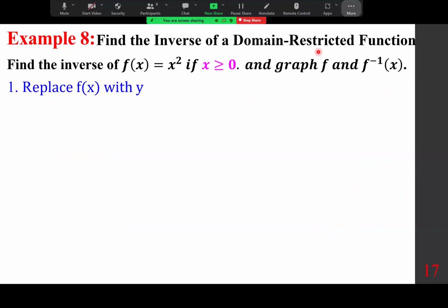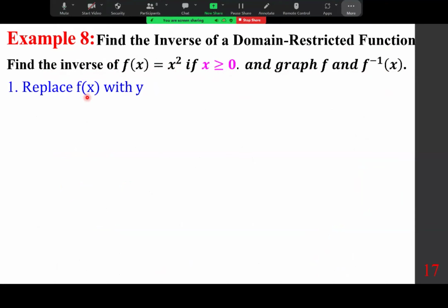Find the inverse of a domain restricted function. Find the inverse of f of x equals x squared if x is larger than or equal to 0. The reason is because y equals x squared is not a one-to-one function. The restriction on the domain makes it a one-to-one. And we want to graph f and f inverse.